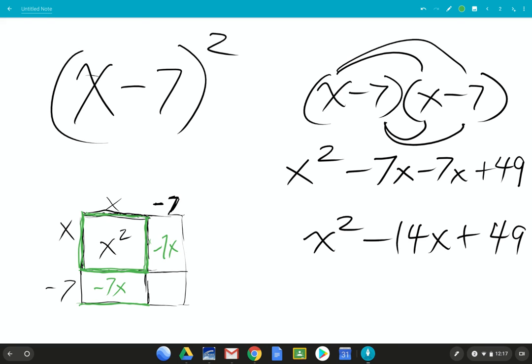And lastly, this my favorite square. Let me switch colors for my favorite square. Let's go with red. Negative 7 times negative 7 gives us this little baby square in the corner, which is negative times negative is positive 49. And then after you combine this with this, you get negative 14x. So x squared, negative 14x, and 49. There it is. Wonderful.